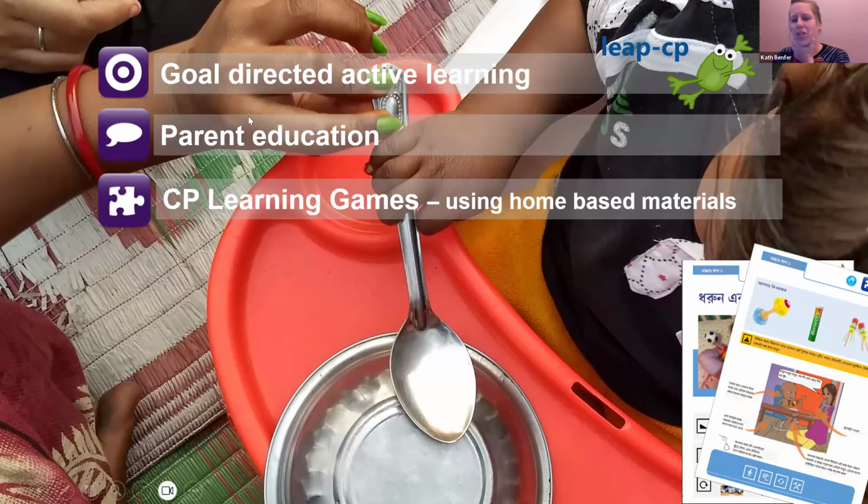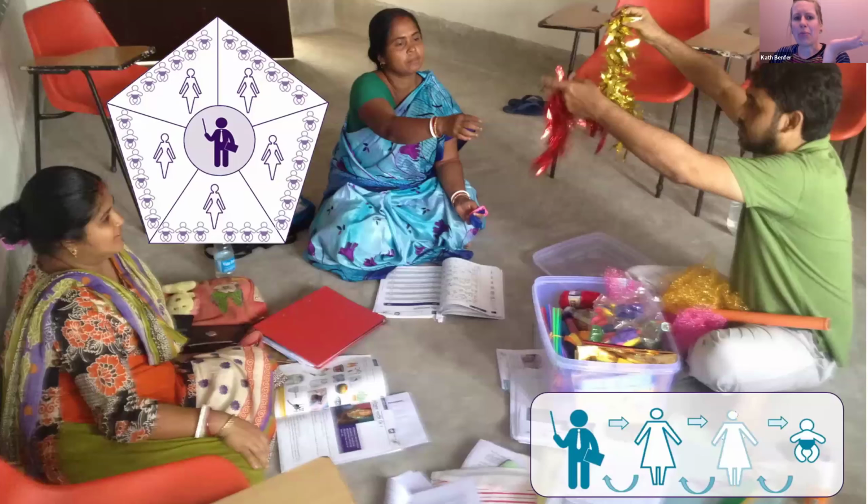There's also parent education around how babies learn, responsive caregiving, parent mental health, feeding and nutrition, and then the CP learning games, which really promotes using home-based materials and how to modify them for a baby that might have limitations to their physical movement so that they're still getting the cognitive learning. And one of the key differences of the LEAP program is that delivery is through a peer trainer or the local community, and the community disability workers are supported by an allied health coordinator.